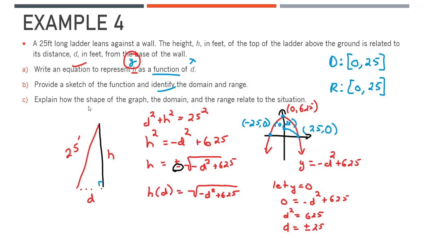Next, explain how the shape of the graph, the domain, and the range relates to the situation. Well, we've already kind of talked about that. I got rid of parts of this graph already because I said you can't have a negative distance or a negative height. So therefore, I can only have this little part of this graph right here. That's it. It's because with this ladder, it's not going to go a negative distance somehow. And that's the situation they're talking about. So whenever you answer a question like this, make sure you actually include the situation, like, it's a ladder. You can't have a negative distance from the wall. It's not possible.